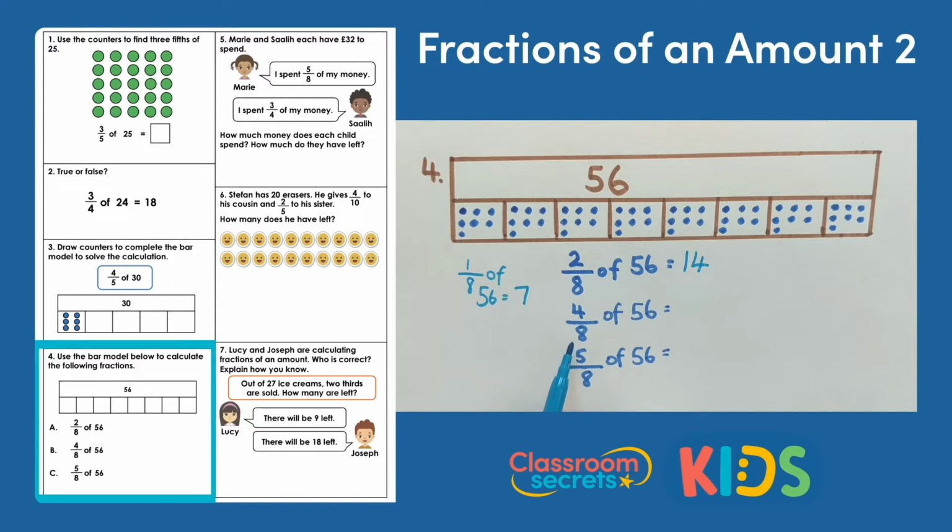Now for this second one, I need to find 4/8 of 56. So once again, I could pick any 4 of these groups and count the total number of dots. However, this time I'd like to use a quicker method. So I'm going to divide 56 by 8, which equals 7, and then I'm going to times or multiply 7 by 4, because that is our numerator. 7 times 4 equals 28.